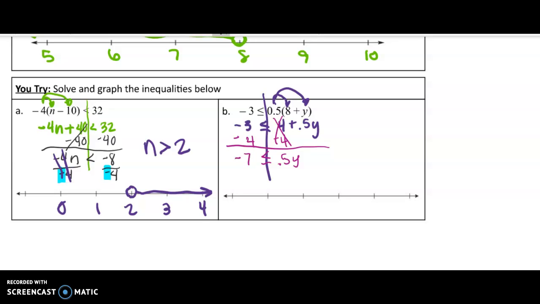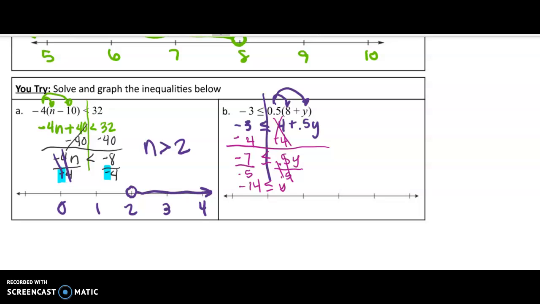So now I have to divide by 0.5 on both sides. It's a positive 0.5, so I do not need to flip my inequality. So y is all that's left over here because those cancel. And then half of -7, you are more than welcome to use a calculator, but -7 divided by 0.5 is -14. So -14 is less than or equal to y.